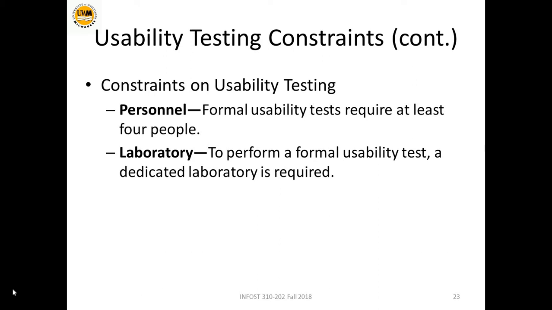We might have personnel constraints. We at least need at least 4 people. We at least need 1 or 2 users. We need a tester and we need an observer. Laboratory constraints. Sometimes we might need a dedicated laboratory to perform the test.